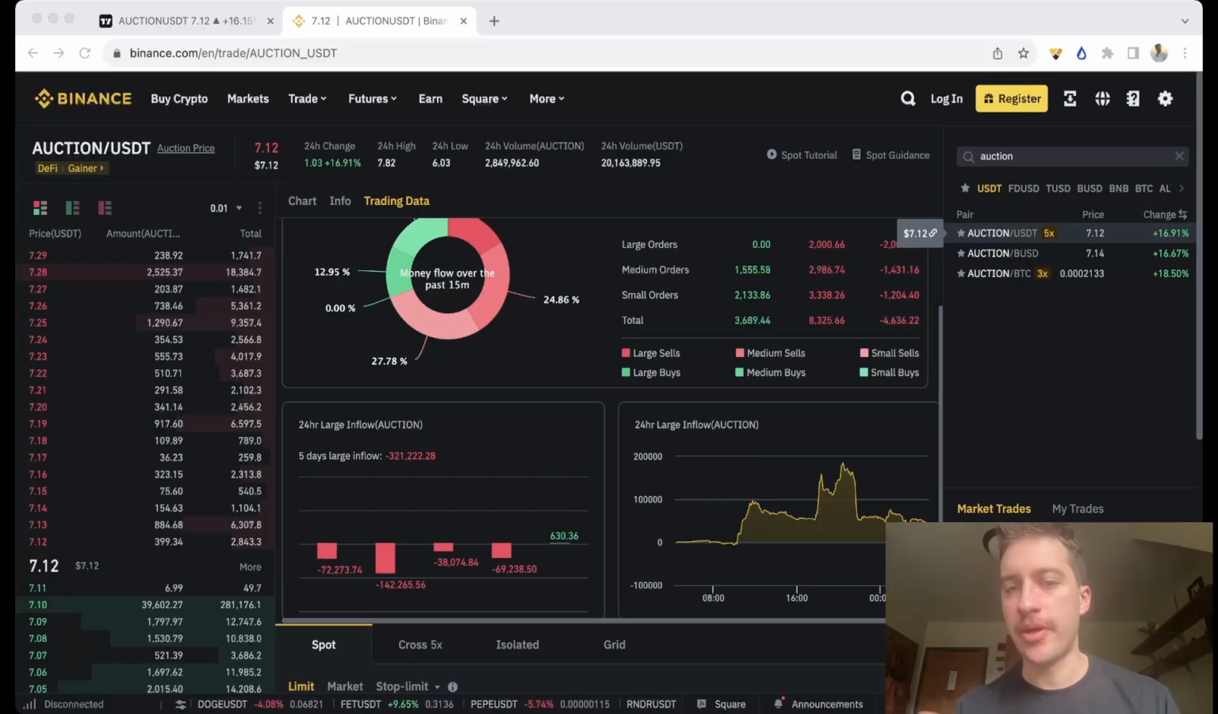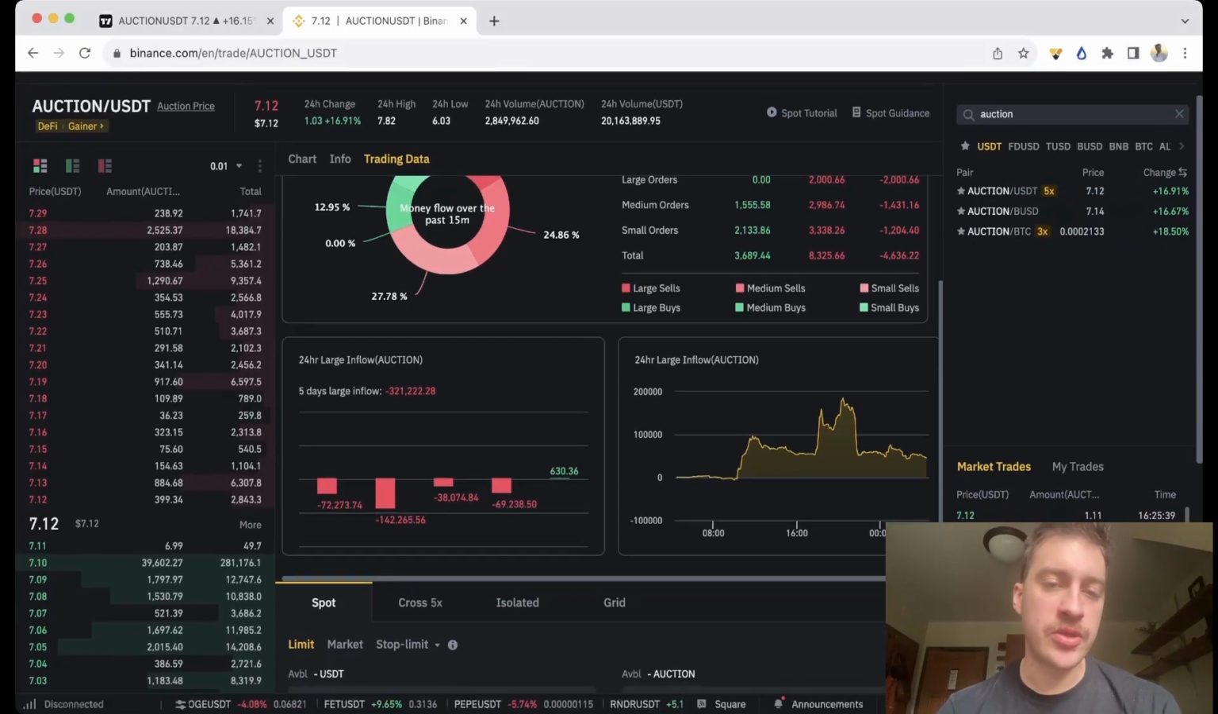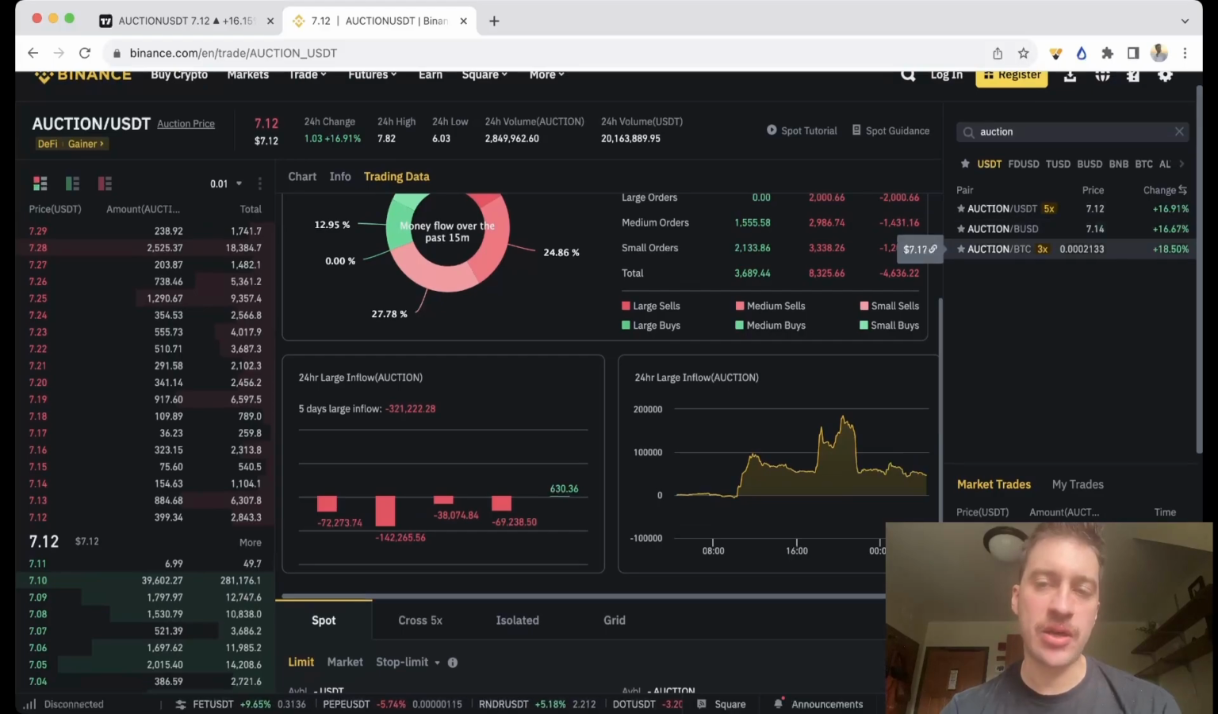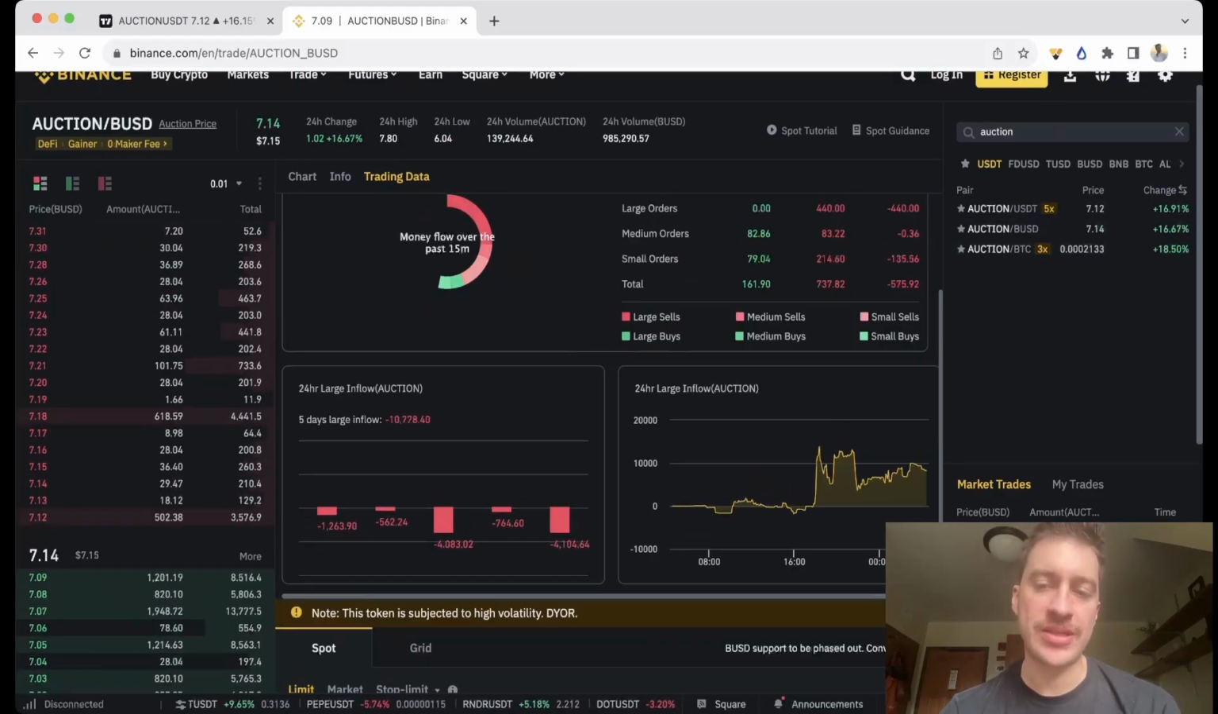So what data am I talking about? Well, inflow outflow. You look here at the 24-hour large inflow. So this is looking at the larger players, how they're depositing and how they're withdrawing from this. So if you look here, you can see that the current 24-hour net change is plus 46K. That's not the same as the other, auction BUSD and auction BTC.